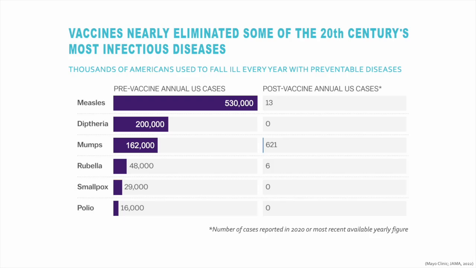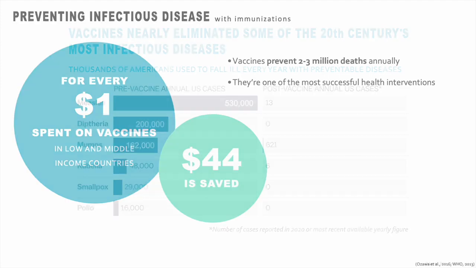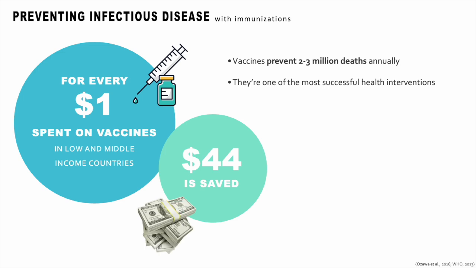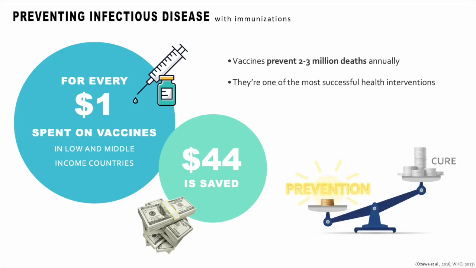In addition to preventing morbidity and mortality from vaccine-preventable diseases, immunizations also save the health system overall and governments a lot of money. A cost-benefit analysis of 10 vaccine-preventable infections in 94 low- and middle-income countries estimated a savings of $44 for every $1 spent on vaccinations. This is a good example where an ounce of prevention is worth a pound of cure.